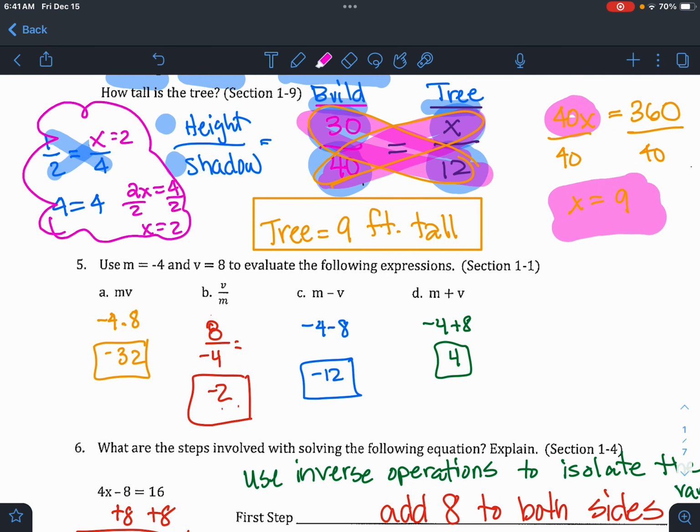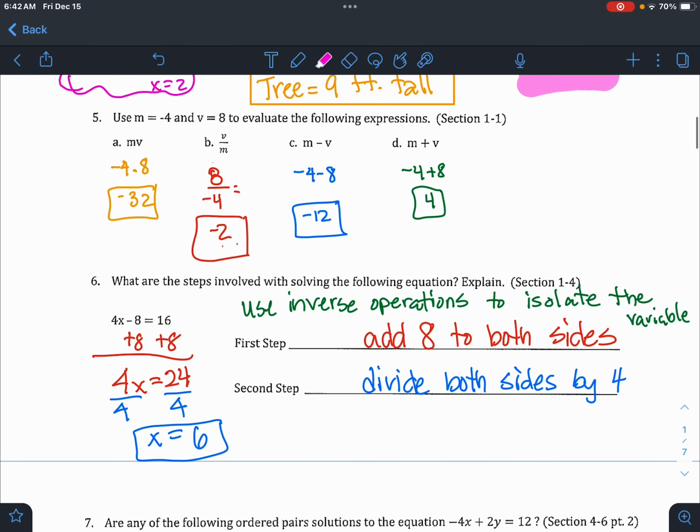Number 5, we substitute in for each one of these values. We're saying that m is -4 and v is 8, so -4 times 8 is -32. And then 8 divided by -4 is -2. And -4 minus 8 is -12. And -4 plus 8 is just 4, right?